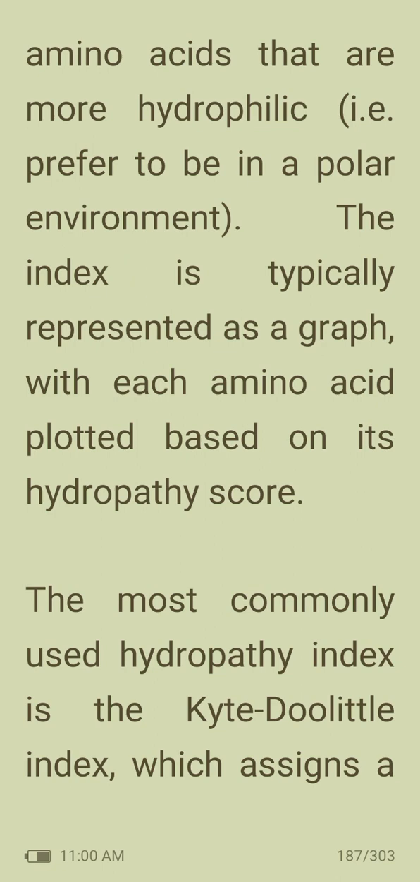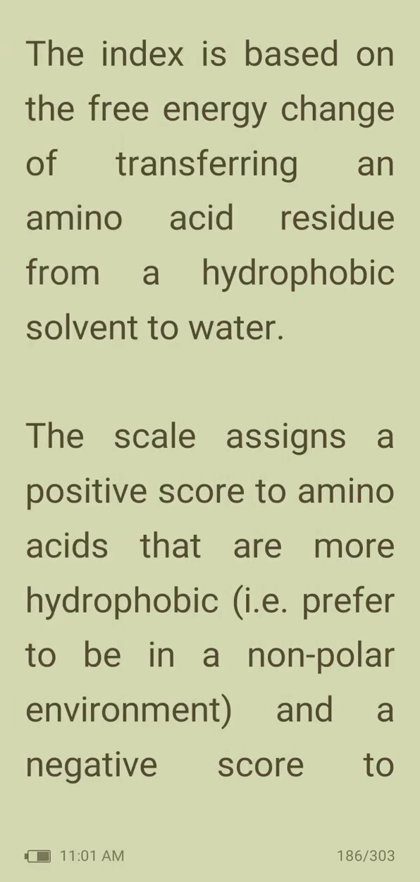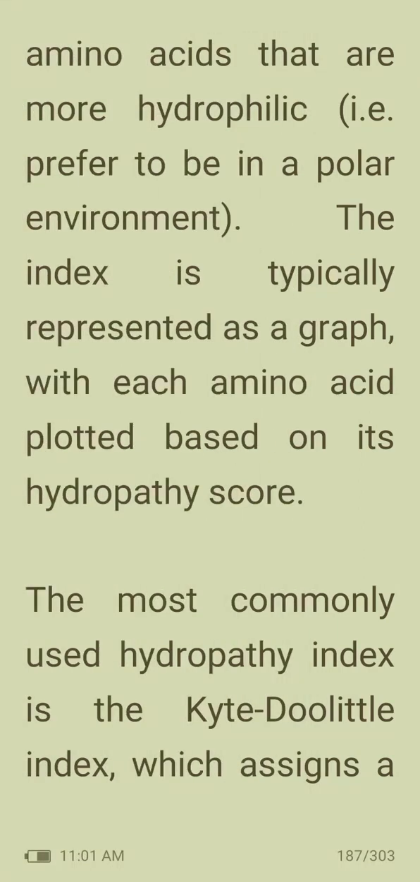So what is hydropathy index? Hydropathy index is a numerical scale used to measure the relative hydrophobicity or hydrophilicity of amino acids, which can be used to predict the location of transmembrane domains in proteins. The index is based on the free energy change of transferring an amino acid residue from a hydrophobic solvent to water. The scale assigns a positive score to amino acids that are more hydrophobic, and a negative score to amino acids that are more hydrophilic.